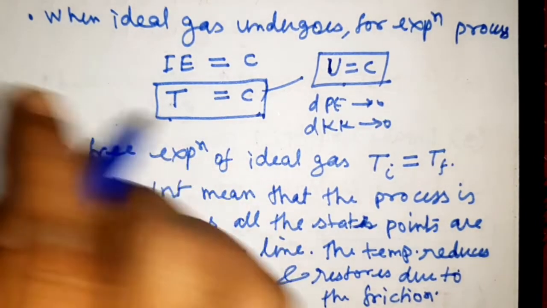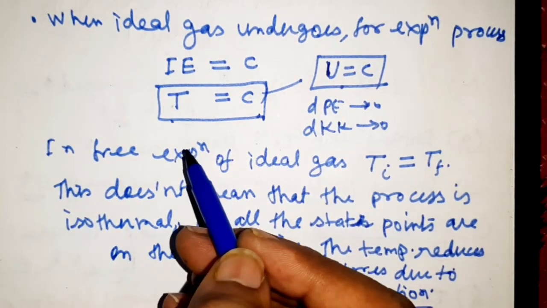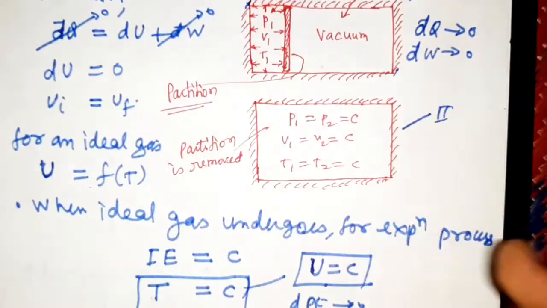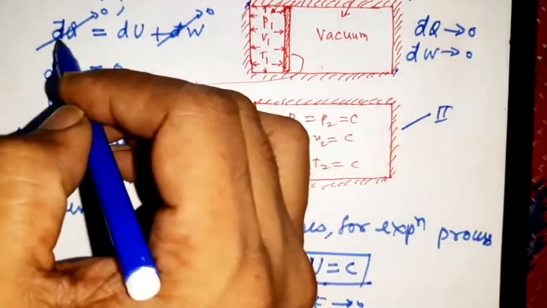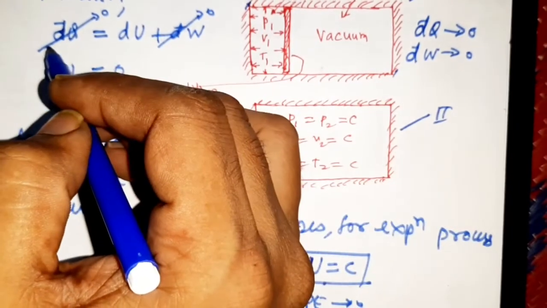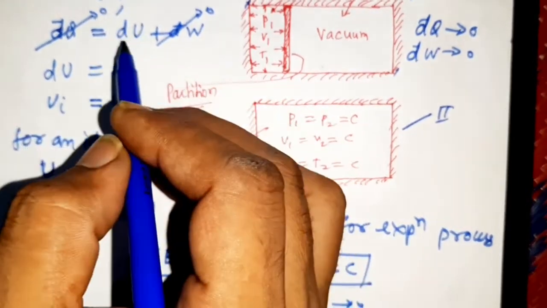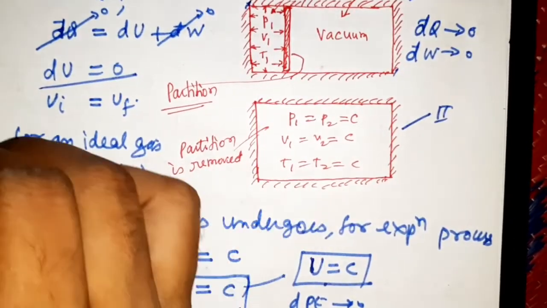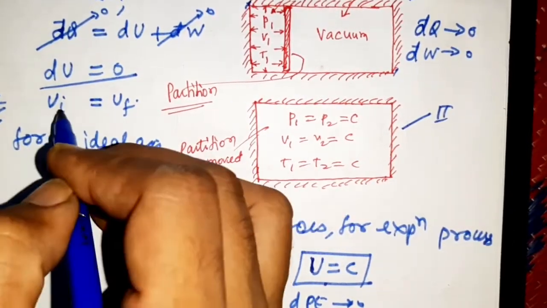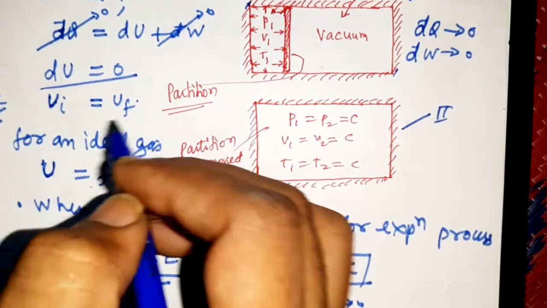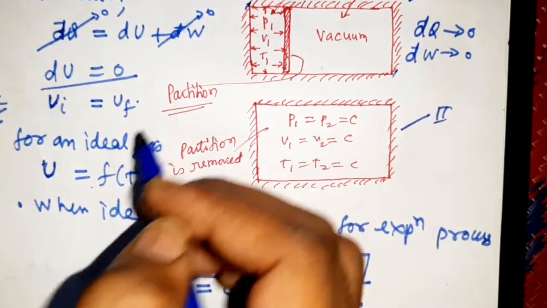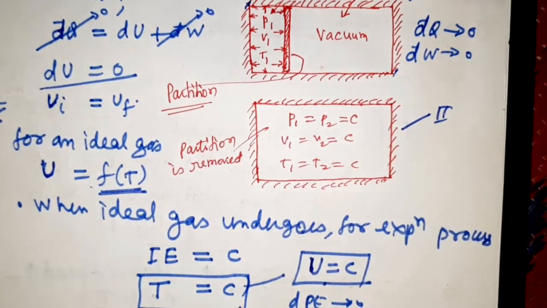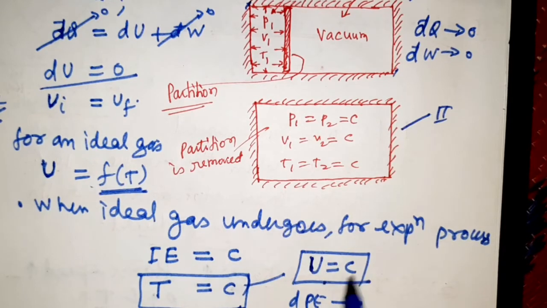So this is actually free expansion, and in free expansion the work done will be 0, heat transfer is 0, then dU is equal to 0, or we can say U is equal to constant. Initial internal energy is equal to final internal energy, and the internal energy is a function of temperature only. So we can say U is equal to C, then T is equal to C.